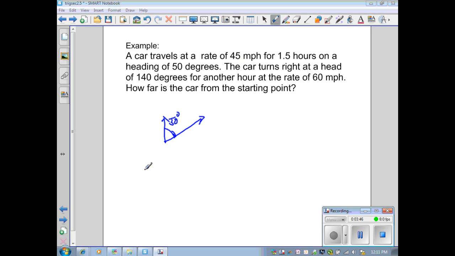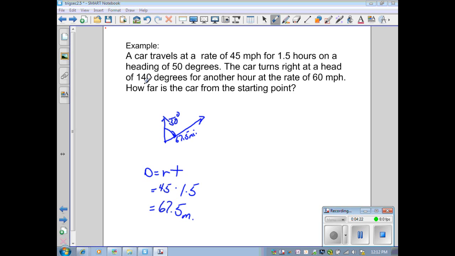So we know here distance equals rate times time. We know that my rate is 45 miles per hour times my time, which is 1.5 hours. Therefore, my solution is 67.5 miles. The second part of the problem tells me another bearing of 140 degrees.